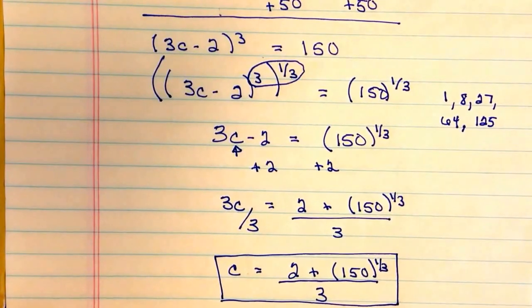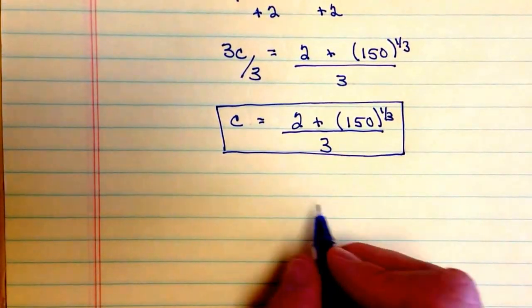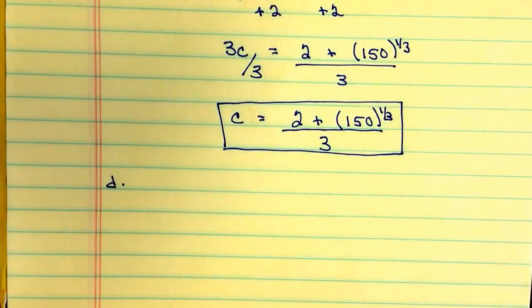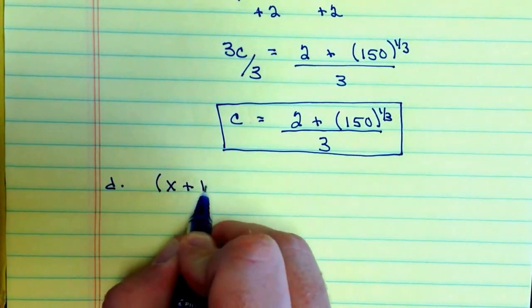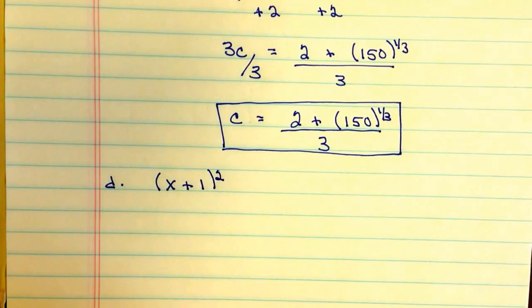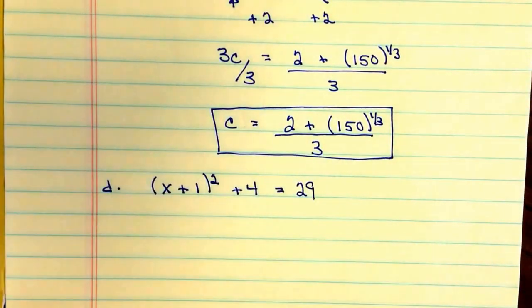Okay, how about you guys try this one? You guys can work x plus 1 quantity squared plus 4 equals 29. Now you guys press pause and work this one on your own.